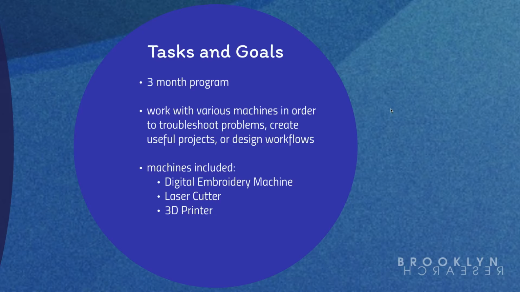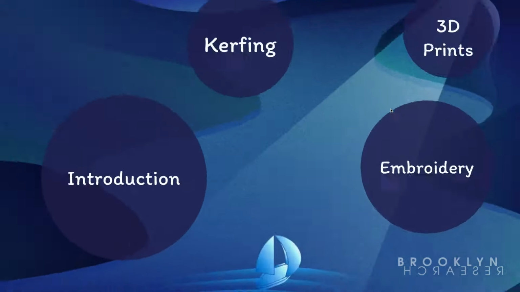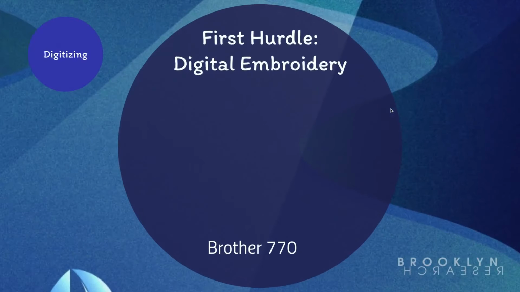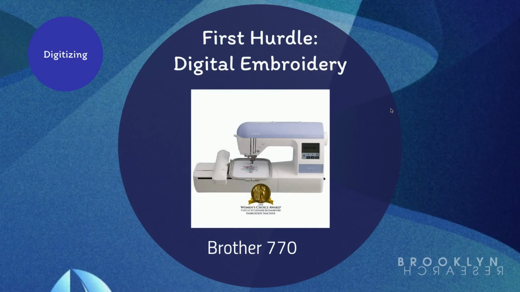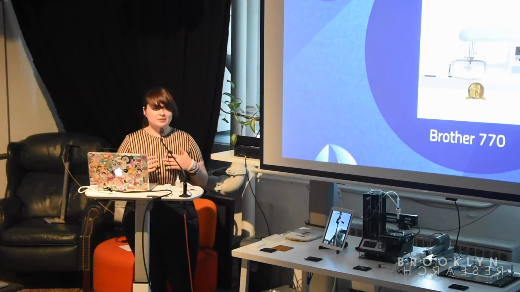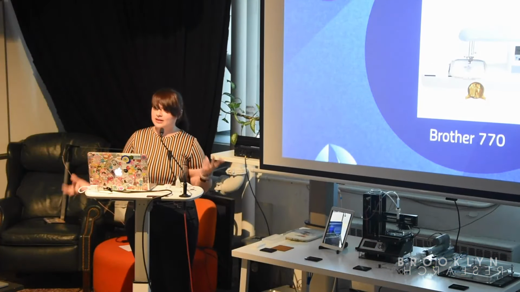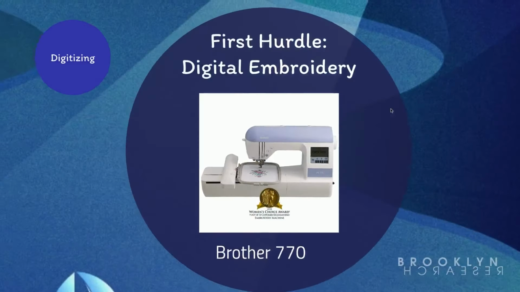So what I ended up focusing on was the digital embroidery machine that we have, the laser cutter, and the 3D printer. Firstly, for the embroidery, I used the Brother 770 PE digital embroidery machine. I've used a regular embroidery machine, but this was the first time doing anything this large scale with textiles and digitally.